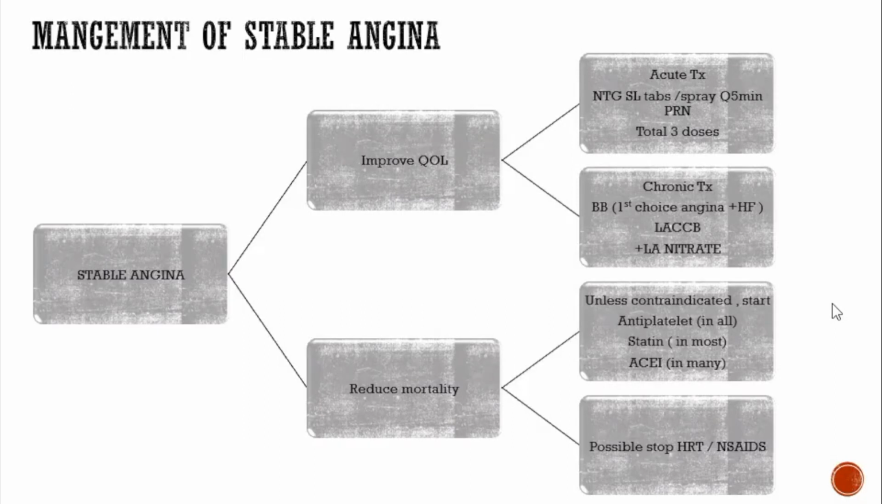Okay, so how do we do that? We have to treat the modifiable factors which promote the development and progression of CAD. We already discussed what the modifiable factors are, so we have to focus on that. And we also start medications which can reduce the mortality, which we'll be discussing shortly. So how do we improve the quality of life?